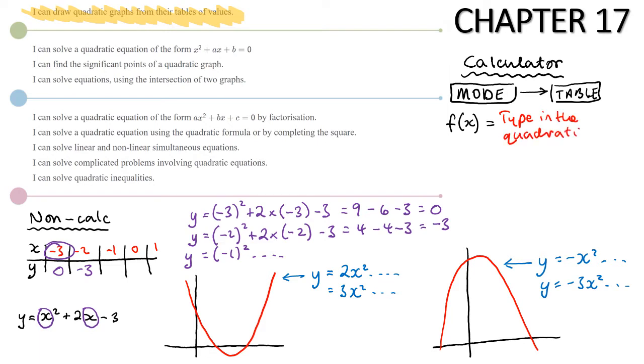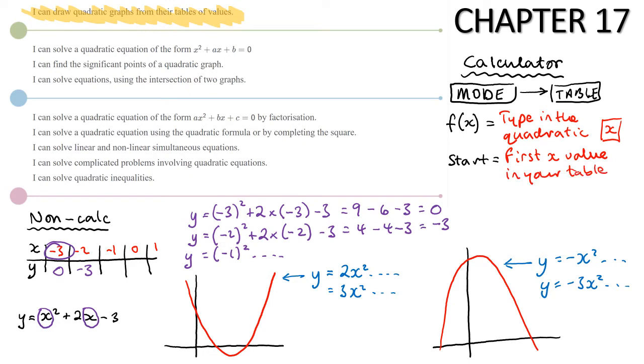Now there will be a button on your calculator that has x on it, just a single x. You might need to press shift to get it, and that's what you use to get the x in the quadratic. Once you've typed in the quadratic, it's going to say start. This is where you type in the first value in your table. So if we were doing the example down at the bottom, I'd type in -3.